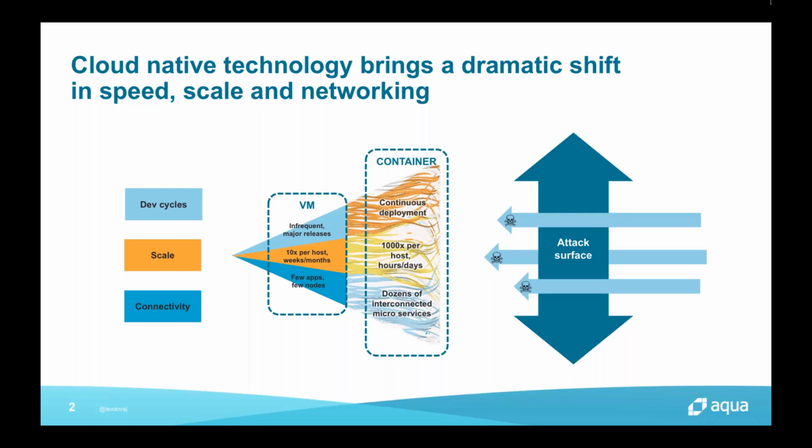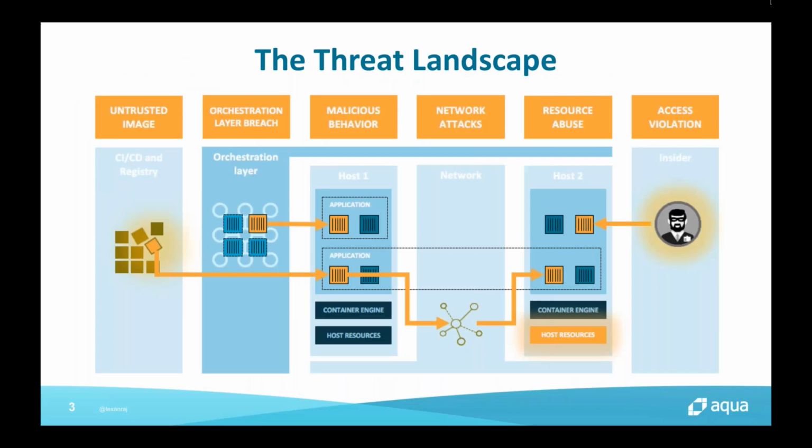Compared to the VM world, where you have few nodes and few apps, in the container world you have thousands of interconnected microservices. So all of this constitutes a bigger attack surface for all the folks out there who are trying to breach your application, right? If you look at the threat landscape, it's huge, starting from untrusted images in your CI/CD and registry process, which is where we are going to focus our main topic.